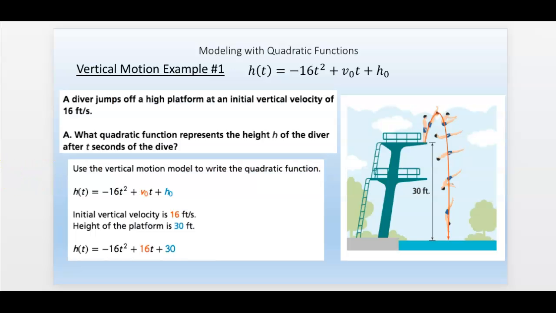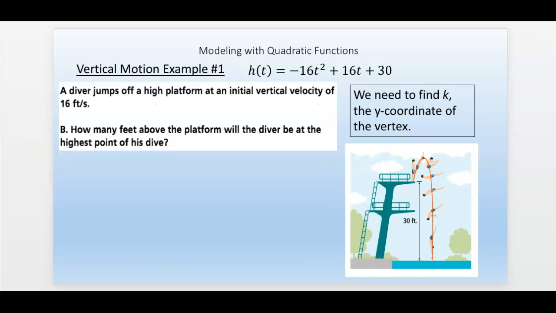As an example, a diver jumps off a platform here with initial vertical velocity of 16 feet per second. He just jumps off this platform. He's 30 feet above the water right here, 30 feet on the top platform here. So here's our equation: negative 16t squared plus 16t plus 30. Just put it right in there. Okay, that's the equation.